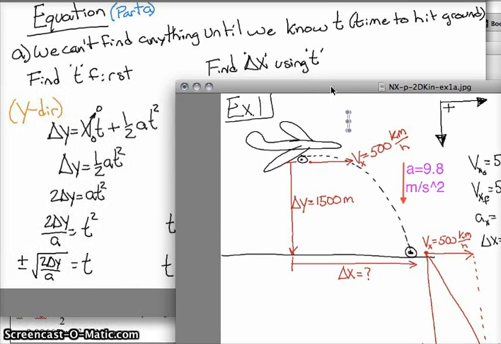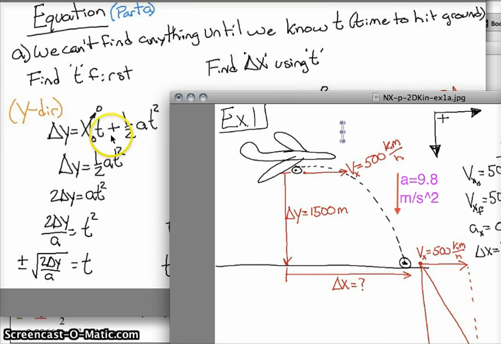To find the time, I actually ended up using the y direction. Since it's moving horizontally, our original velocity in the y direction is 0. We know our delta y, so that's something we know. Our a happens just to be the 9.8 meters per second squared. And then, of course, we can solve for t. So again, I'm doing some algebra here, isolating the t to get it by itself, and I've done so right here.